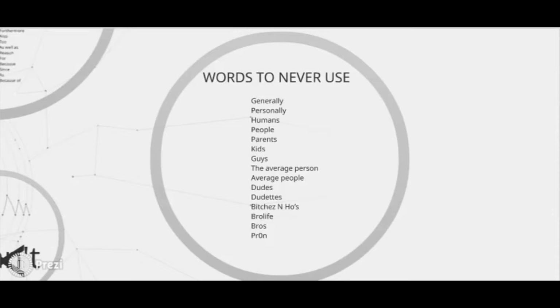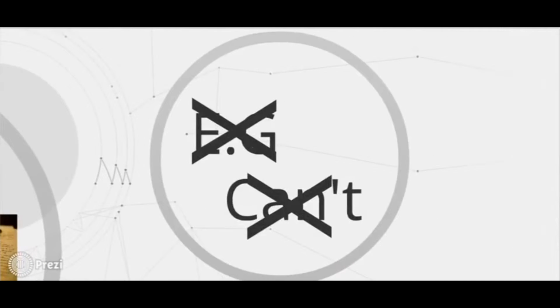Some of them are "dudes," "bitches and hoes," and "bro life." These are considered informal and slang, and they never really show that you're a formal person or know how to write a formal letter or anything else formal for that matter. And also, you're not supposed to use shortcuts like "can't" and "e.g." Instead, use the full words, like "I cannot" instead of "can't." It makes a better impression of yourself.